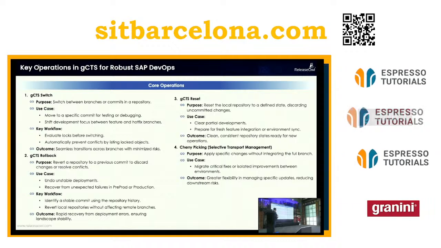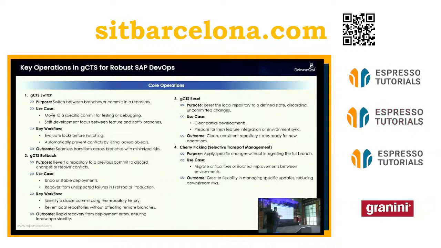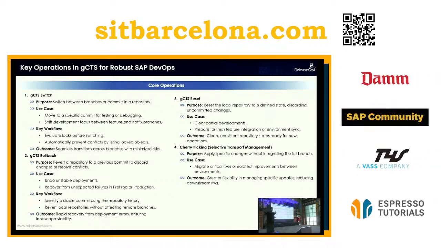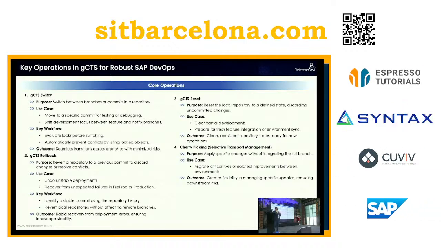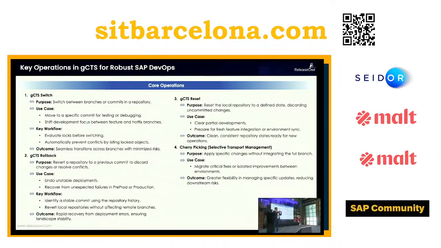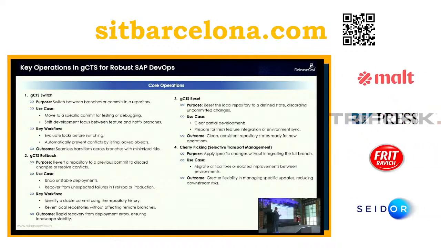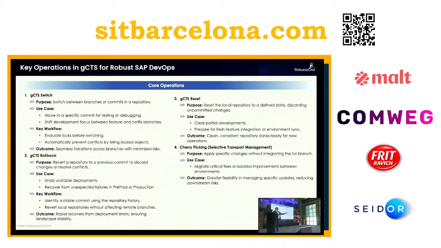So some of the key operations that we use extensively in implementing gCTS is gCTS switch. The way gCTS is implemented in SAP is you will connect a particular Git branch to an SAP box. That is how, it's a tight coupling. You attach a branch to an SAP system, and when you use switch, you can make your SAP system point to a different branch.